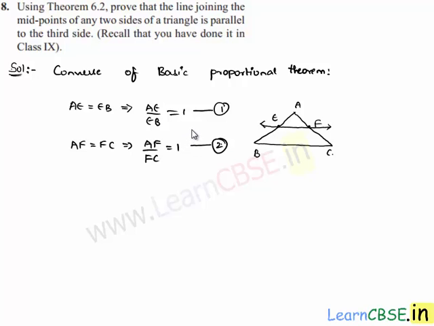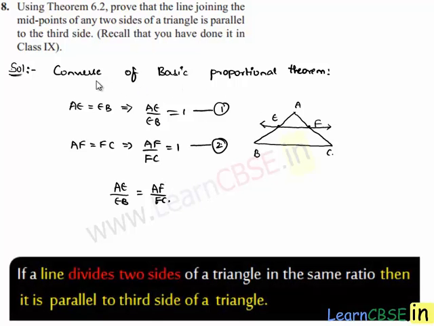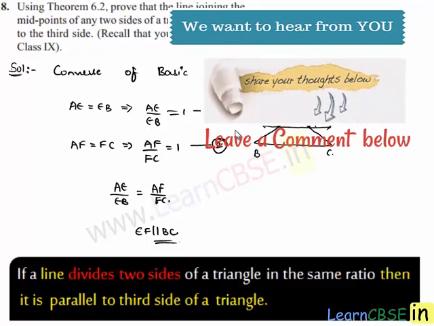As equation 1 and equation 2 have the right hand side as 1, we can equate the left hand sides, that is AE by EB is equal to AF by FC. Now line EF is dividing AB and AC in the same ratio. So from the converse of the basic proportionality theorem, we can say that EF is parallel to BC. Therefore, the line joining the midpoints of any two sides of a triangle is parallel to the third side is proved.